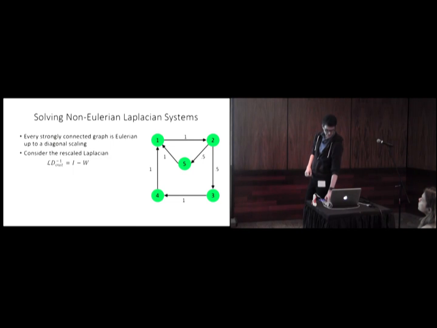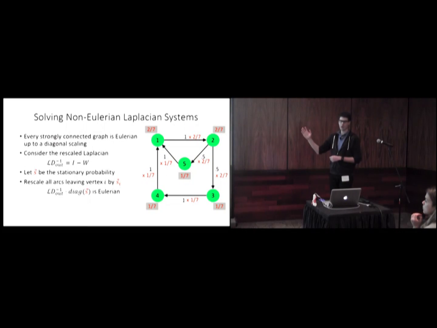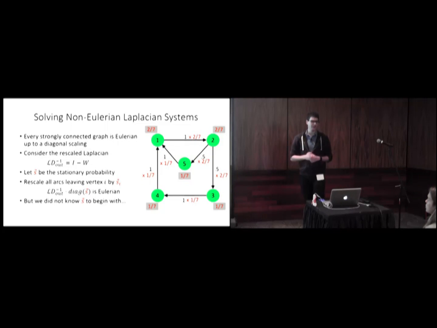So what I have here is I minus W. And let me consider the stationary probabilities, which I'm going to put on the vertices of this graph. If I scale each of the weights on those arcs by the stationary probability on the vertex that the arc leaves from, then I obtain an Eulerian graph. In other words, this is just a diagonal scaling that makes the all ones vector belong to the kernel of this rescaled directed Laplacian. So if I know this diagonal scaling, I have an Eulerian graph. I can use my solver, and I get a solution.